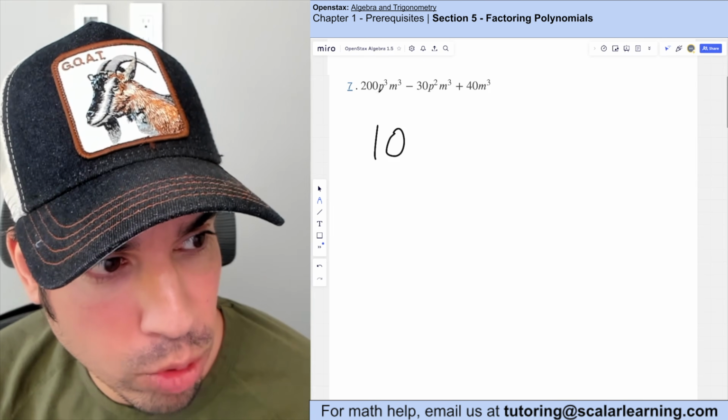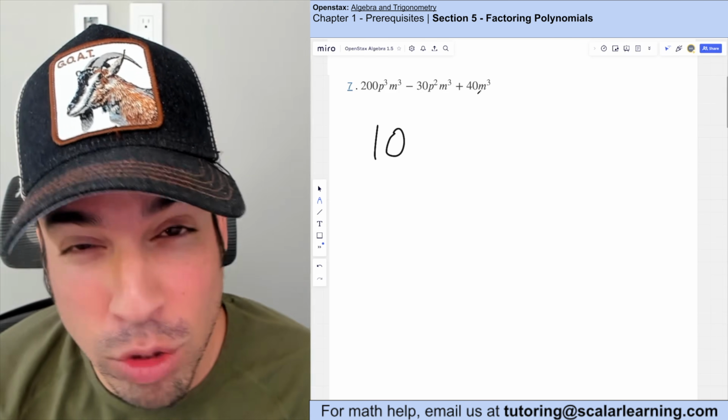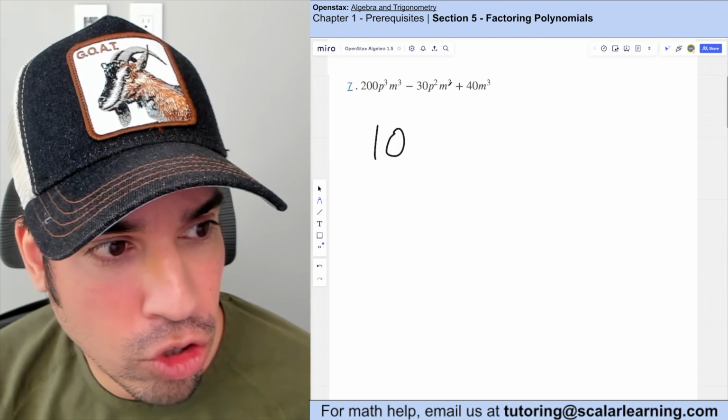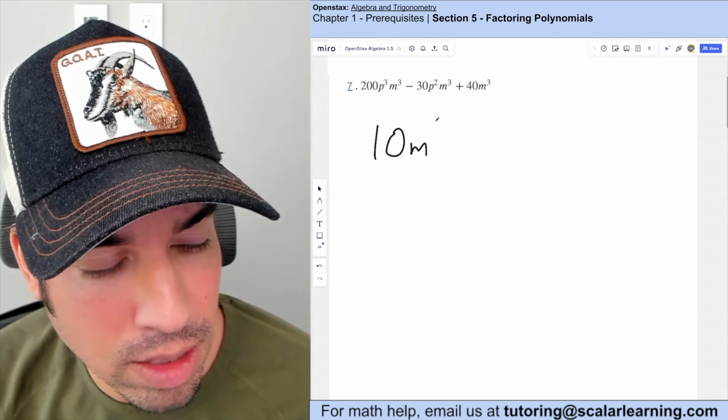Now when we come to the variables, we see p here and here, but not here. So p is not going to be part of the greatest common factor of all three. But we do have m cubed in all three. So that is the GCF.